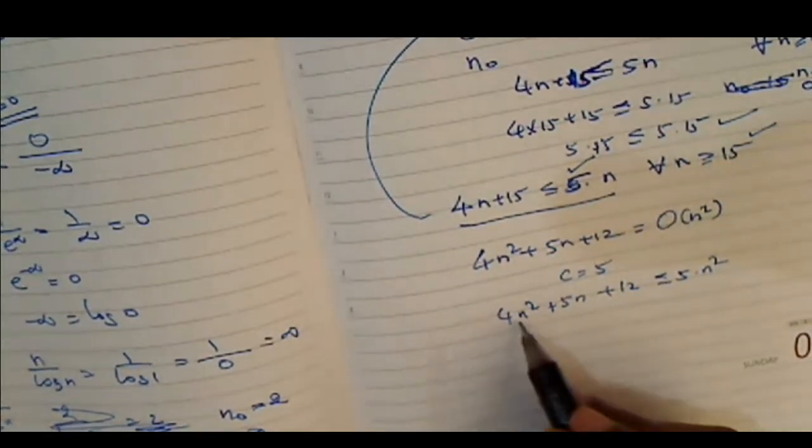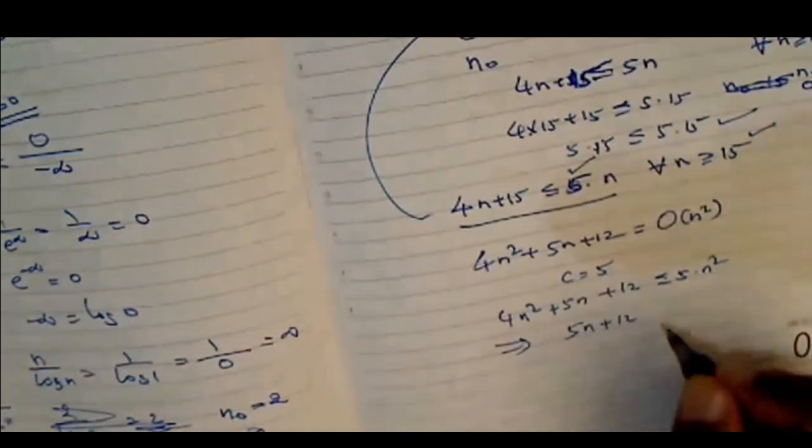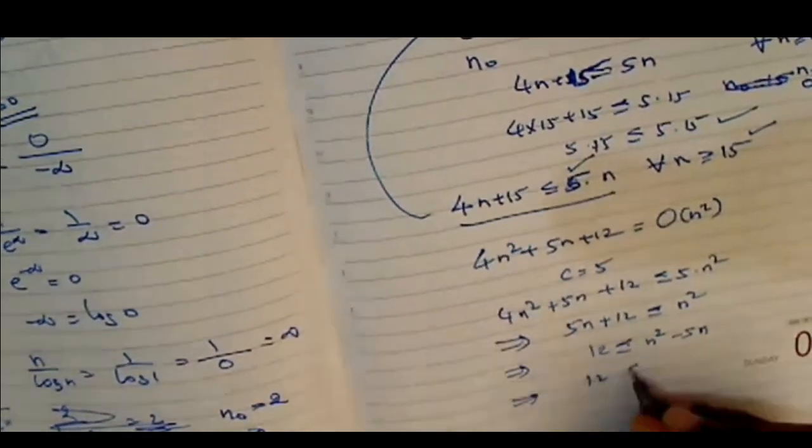Now I can take this term to the right hand side. Already n square is at the right hand side, so this n square term can be taken to the right hand side. So it will be 5n plus 12 less than or equal to n square. Now I can take the n term also to the right side. So 12 less than or equal to n square minus 5n, right? And this implies 12 less than or equal to, here n is common, n into n minus 5.